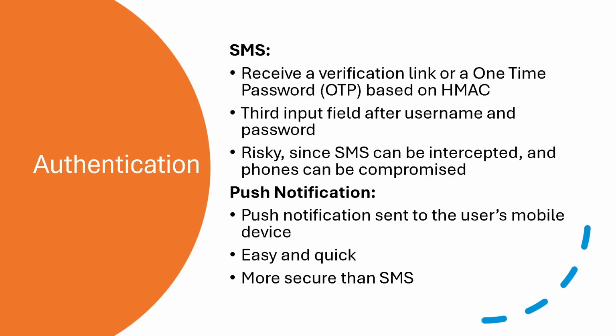Authentication via SMS. Authentication via SMS involves sending a one time password or an OTP to the user's phone via SMS. This is like a third input field after username and password, adding an additional layer of security and authentication beyond username and password. It is slightly risky since SMS can be intercepted and phones can be compromised. Also note that SMSs are not encrypted by default.